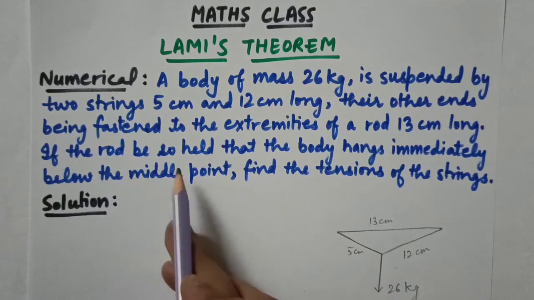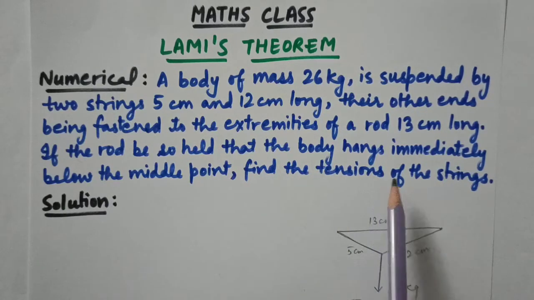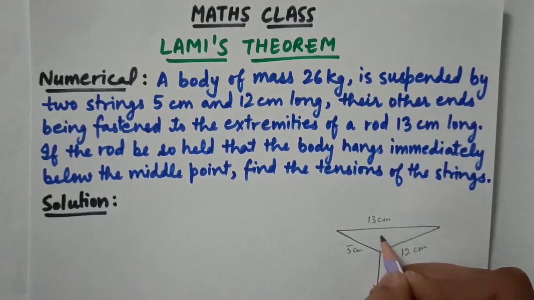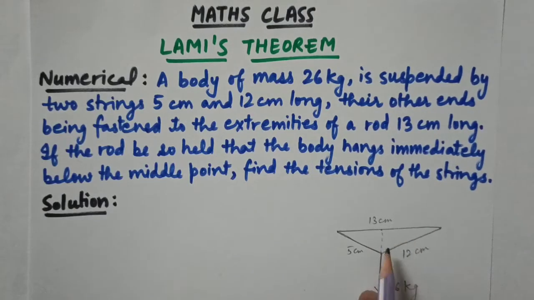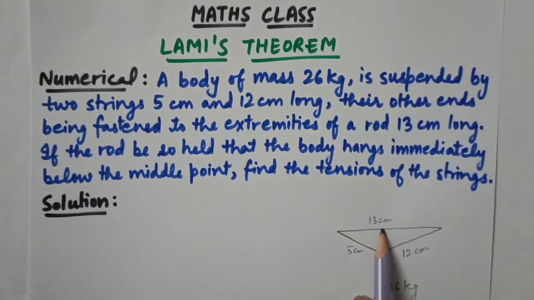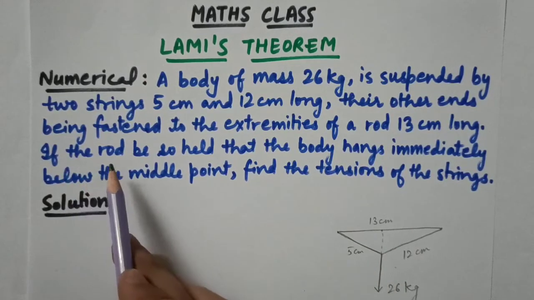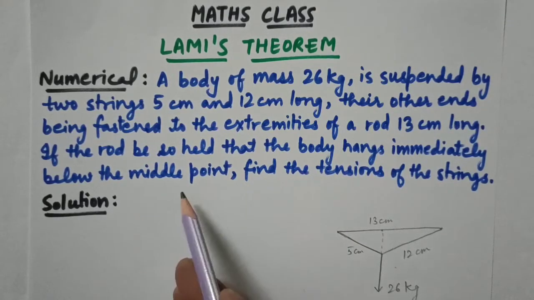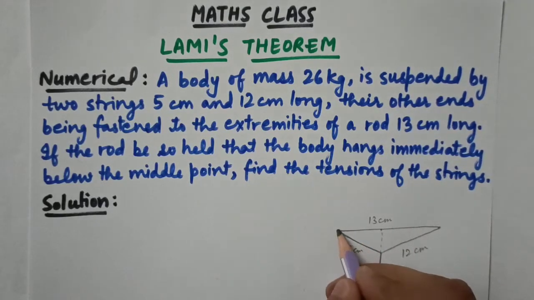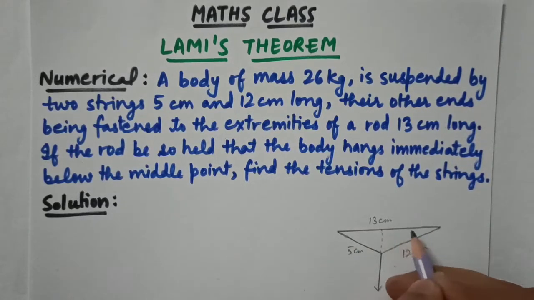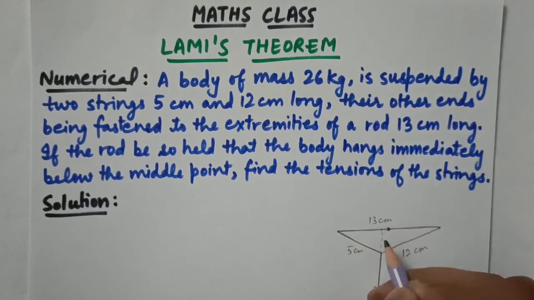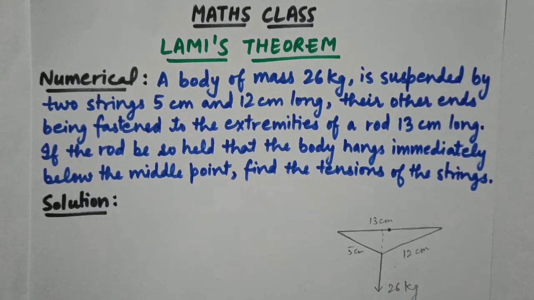If the rod be so held that the body hangs immediately below the middle point. Now this is the body that we have, and let us see where it is. Okay, it is here at this point below the rod. Now they are saying that the rod be so held that the body hangs immediately below the middle point of that rod. Okay, so this is the 13 centimeter long rod, and this may be its middle point. I am just darkening it for your convenience to see the difference.